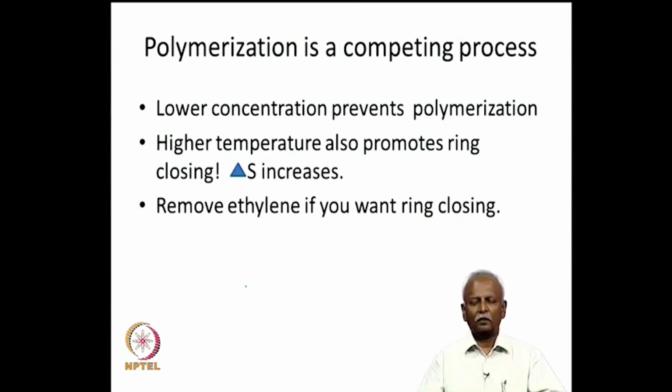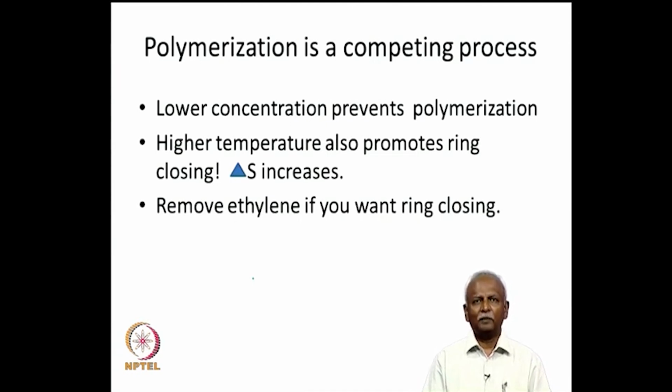Polymerization is a competing process whenever you do ring closing metathesis or a ring opening metathesis polymerization. So, the lower concentration always prevents polymerization. If you have a large concentration of the diene, then the possibility of the diene reacting with itself is higher, and that of course, leads to polymerization.